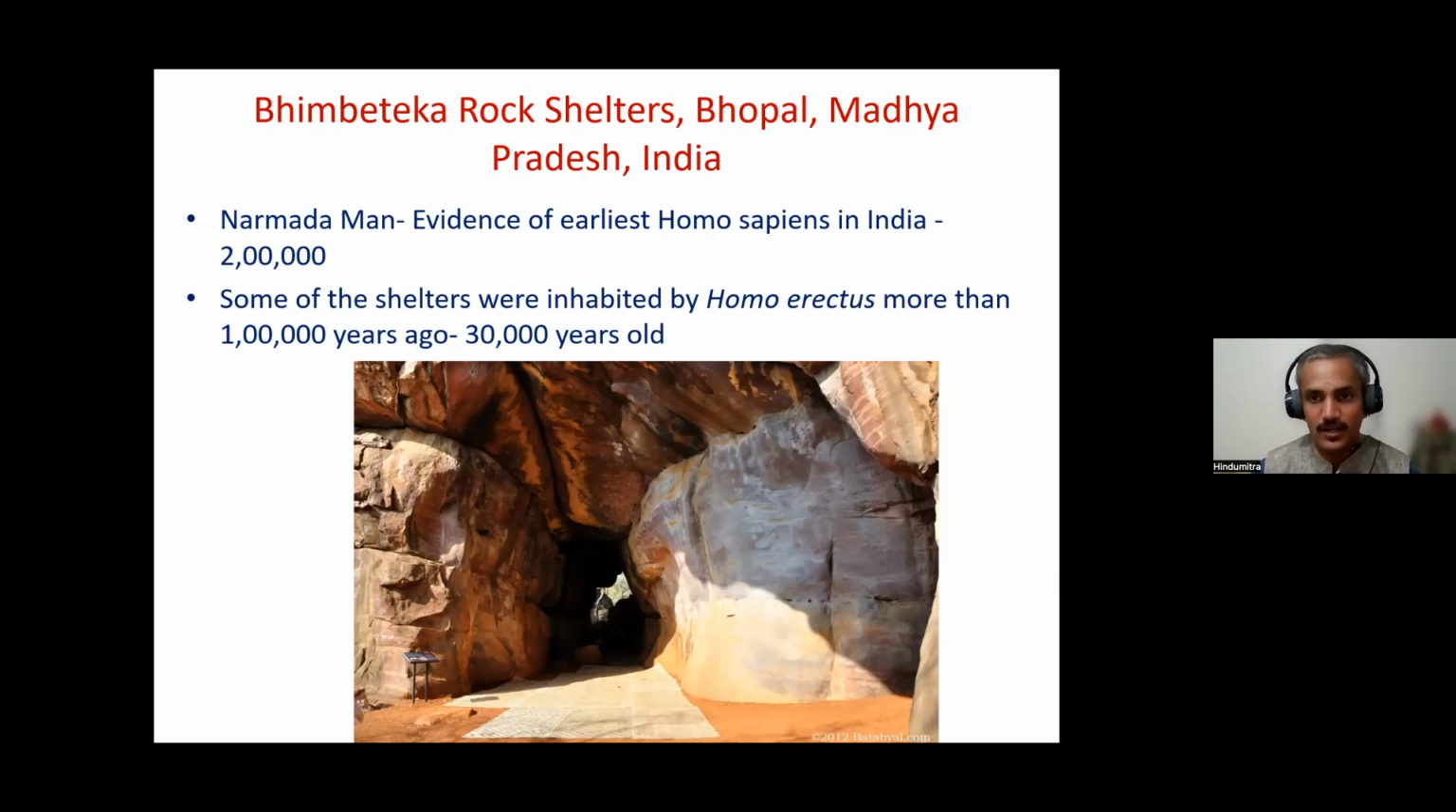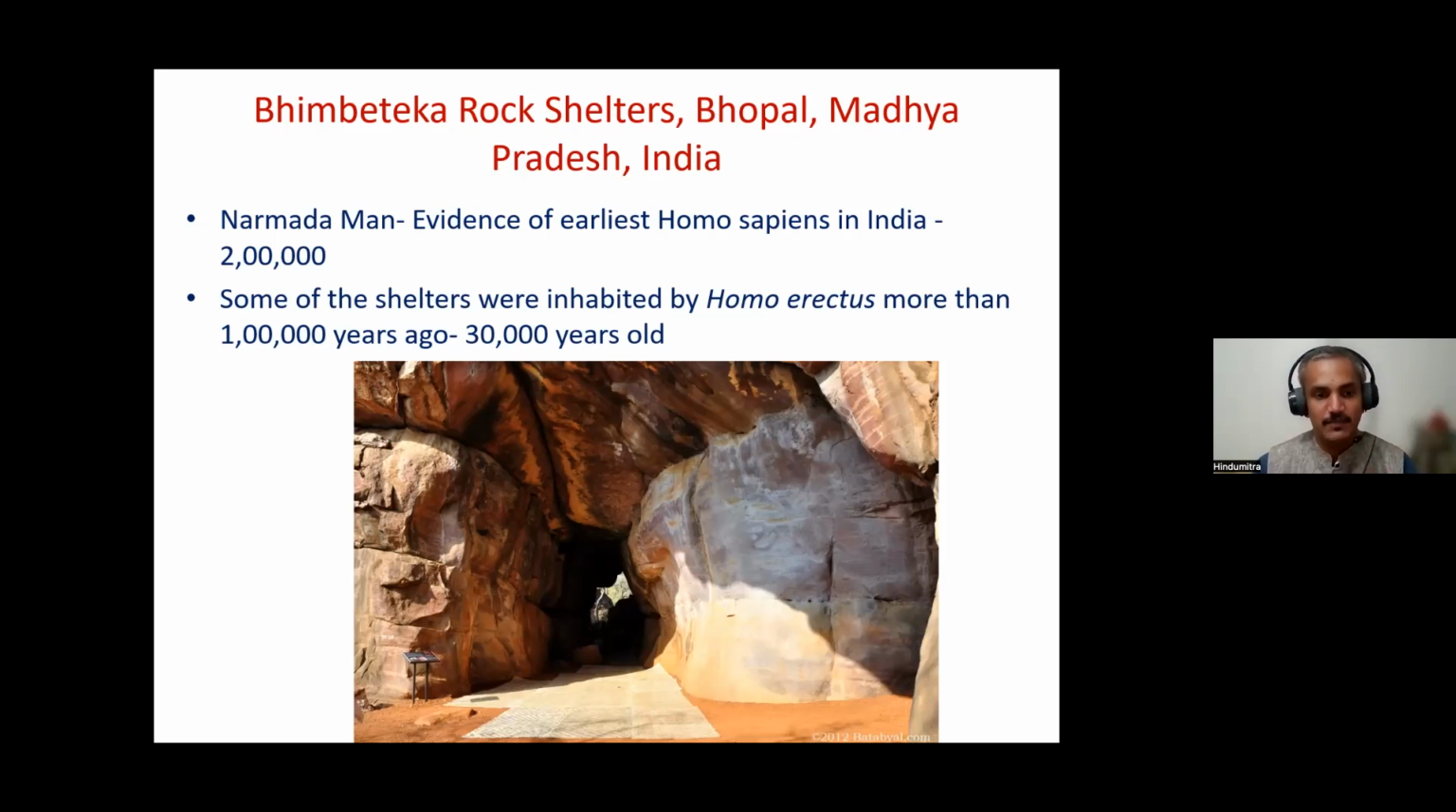In the center of India, in Madhya Pradesh, there is a group of rock shelters called Bhimbetka. It's a small village town, a protected area. A jawbone was found there 20-30 years back, dated to approximately 2 lakh years. This is the evidence of a Homo sapien in India, and they named that jawbone the Narmada man, because the Narmada river passes nearby.